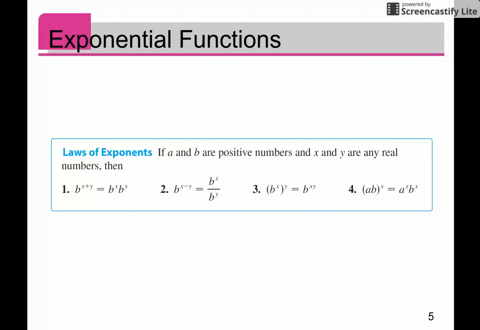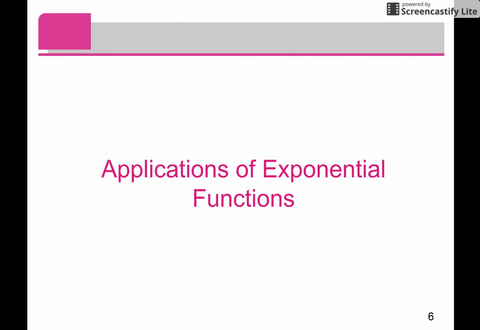So if you're not familiar with some of your rules for dealing with exponents, here they are, right? When we have a like base and two different exponents, we add the exponents. And division, we subtract the exponents. A power to power, we multiply the exponents. And then, of course, the exponents distribute across a multiplication or division.